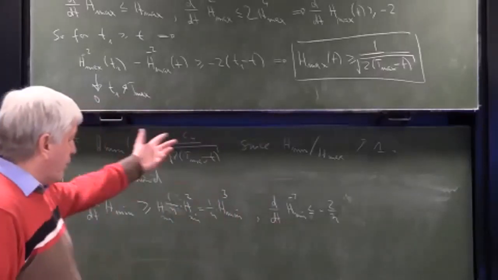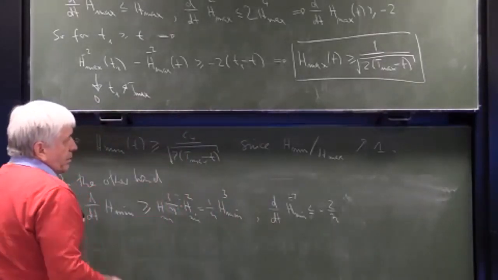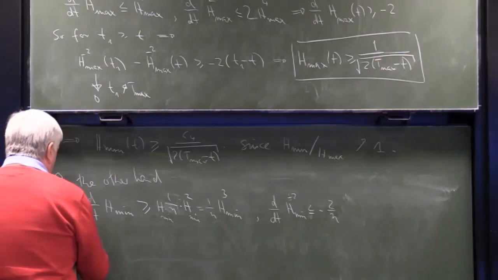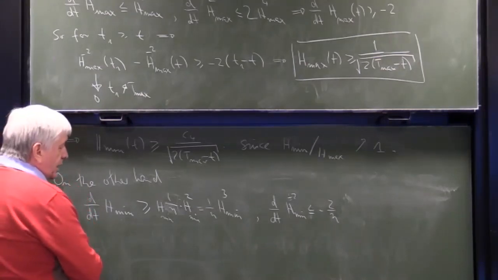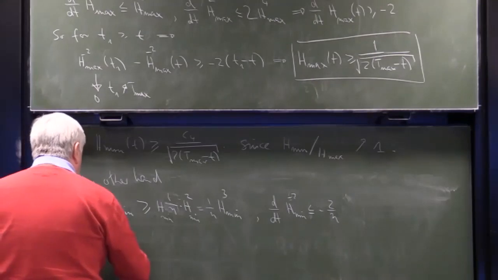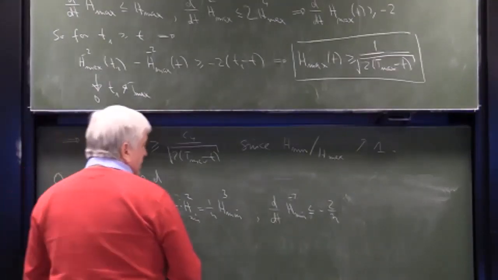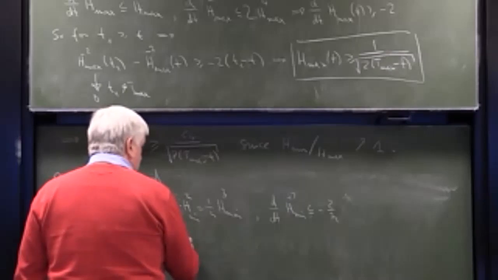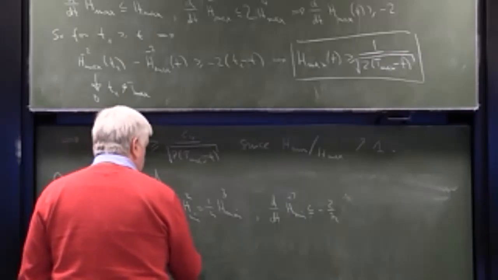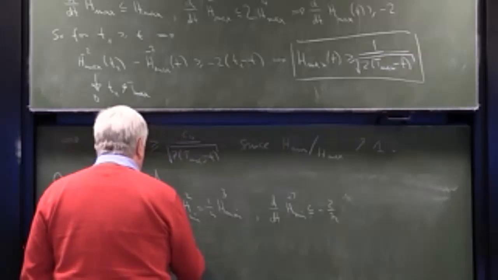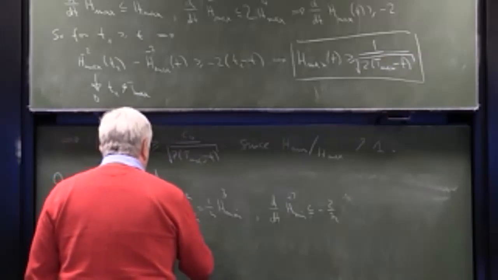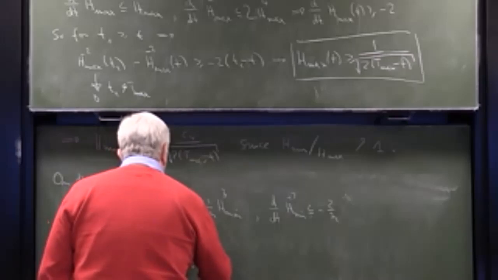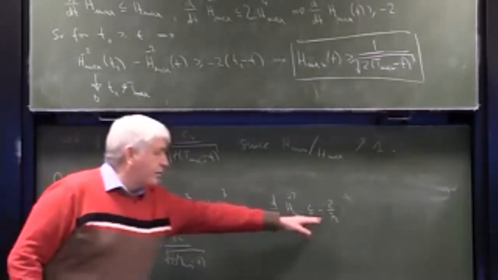And then arguing as before, since H min also goes to infinity because of this property, we can use the same argument as before to now conclude the upper bound for H min of T. This must be bounded by 1 over square root of n divided by square root of T max minus T. Same argument as before, except for the factor n.